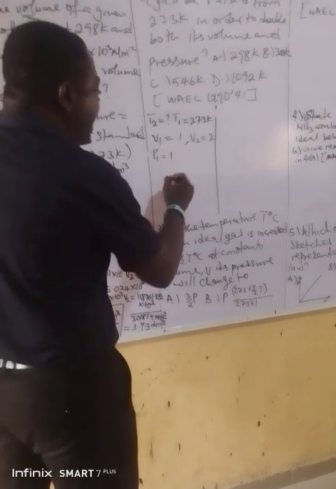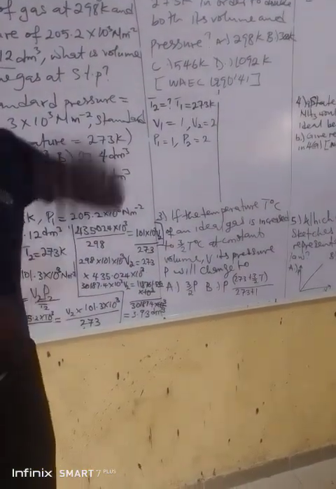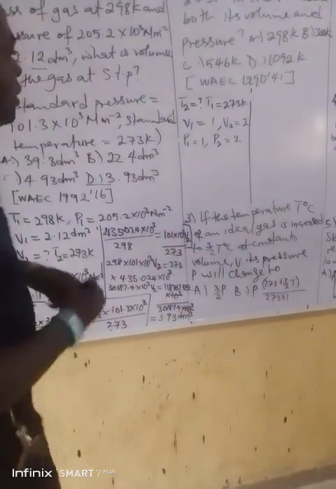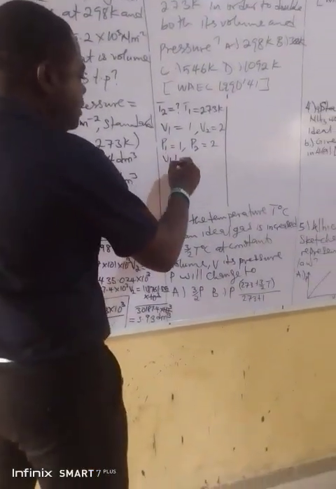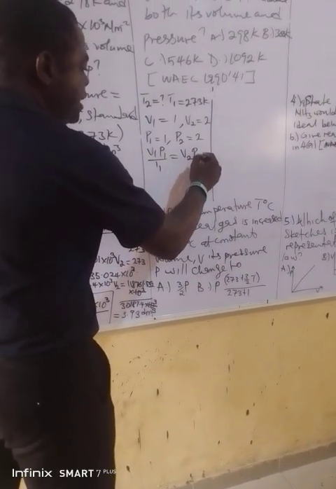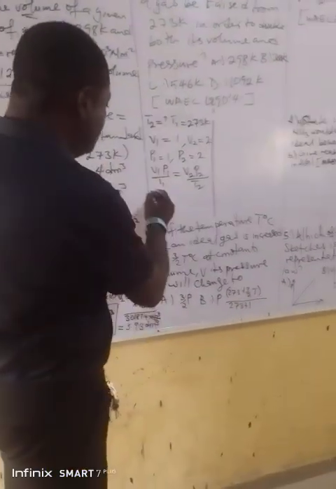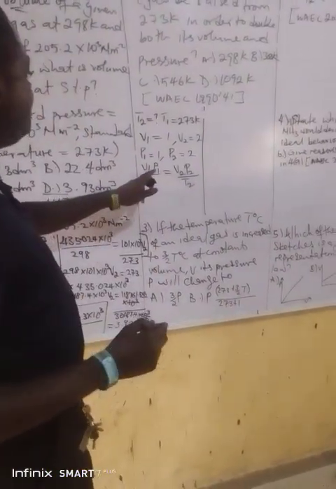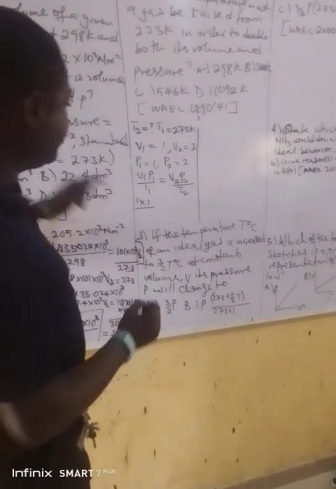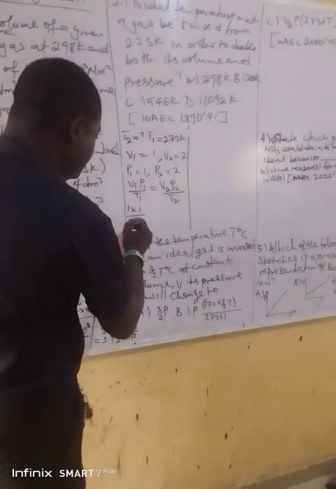P1 is also 1. P2 is also 1. 2. In order to double his volume and pressure. Are we together? So we have P1 over T1 equal to P2 over T2. So I put my P1 1 over what is my T1? 273.